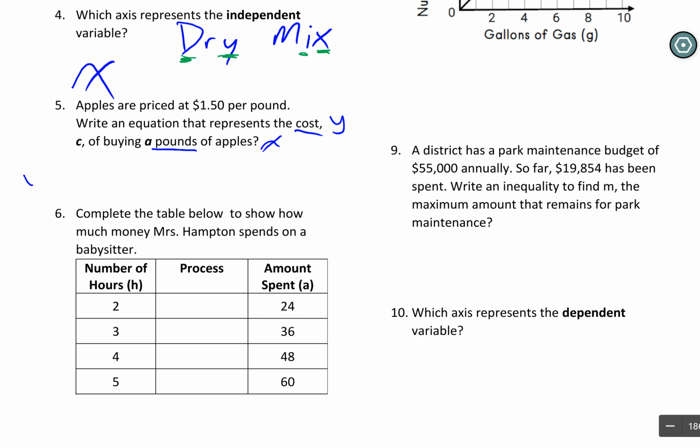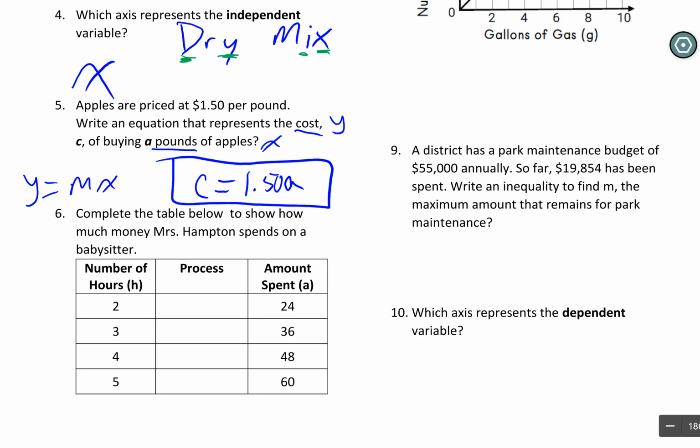And I know it's going to have to be y equals mx, since it's multiplicative, that is my format. Well, my y value is C. So C equals m times A, or because I know my m value is $1.50, then it will be C equals $1.50A. Write that better. All right, so C equals $1.50A would be my answer, and let's see if that makes sense. My cost is $1.50 times how many pounds of apples I buy, and that does make sense. So there's my answer.